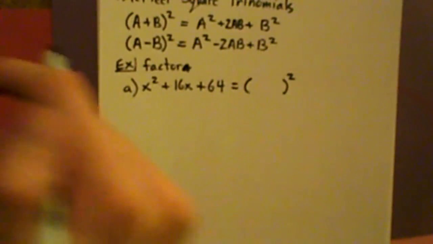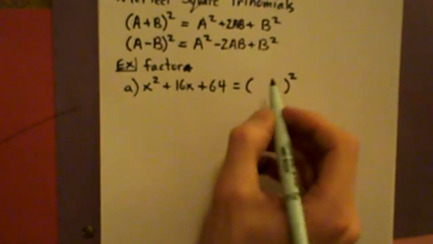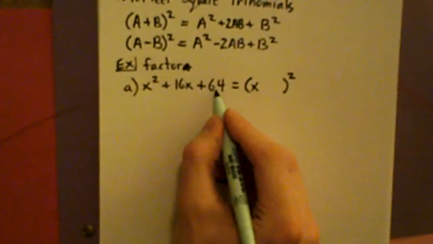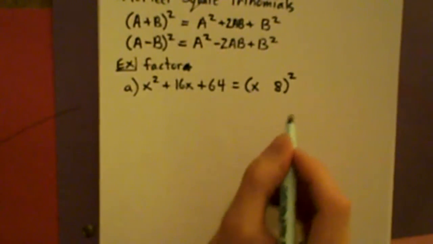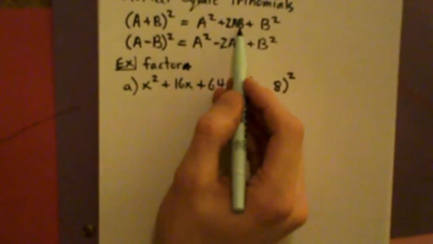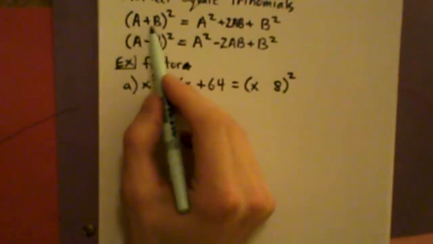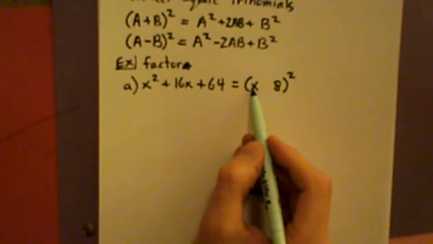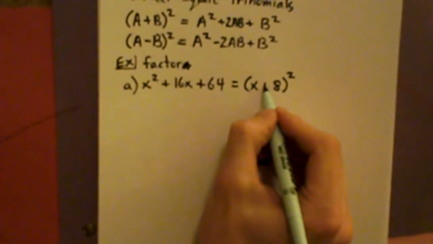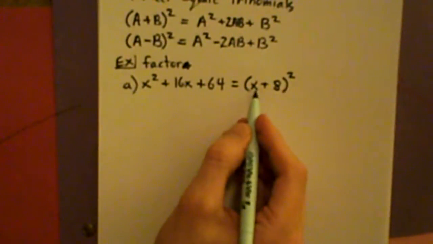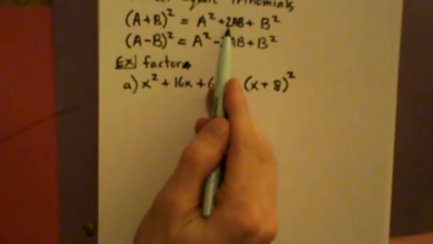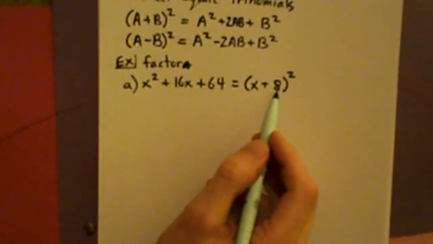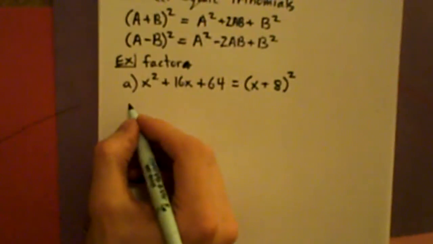What we're looking for is: x times x gives me x squared. And what squared gives me 64? 8. And our middle term should be twice what the first and second terms multiply to. So what's 8 times x? 8x. And it's twice that, it's 16x, which is what we wanted here. So this actually factors into x plus 8 times x plus 8, or x plus 8 squared.